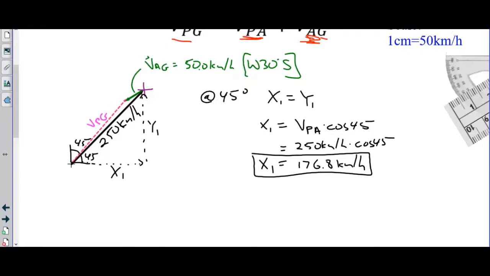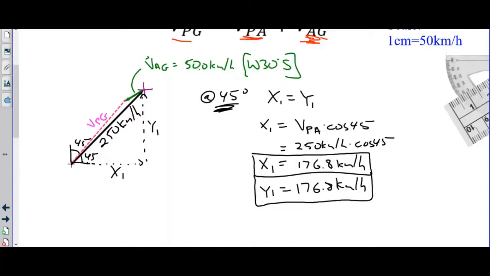So since I found my x and I know it's a 45-degree angle, I can just take a quick shortcut and say that the y velocity is also 176.8 kilometers per hour. So you can only do that when you have a nice 45-degree angle. One equation to rule them all.